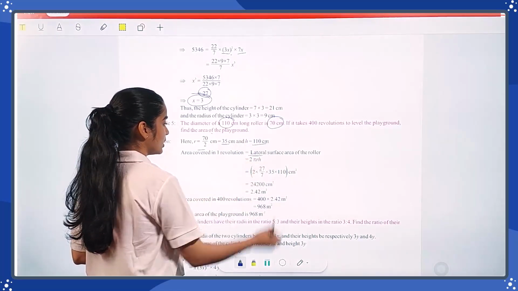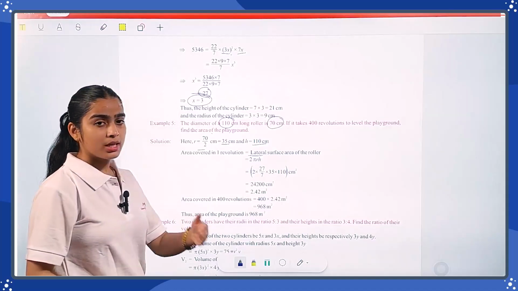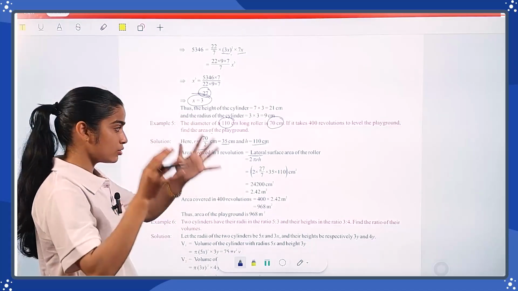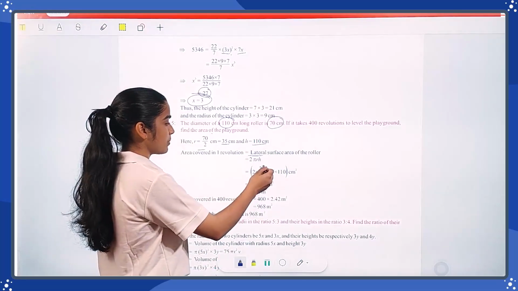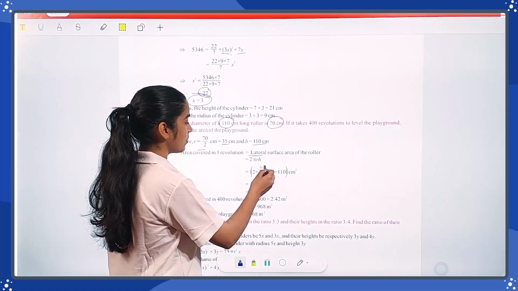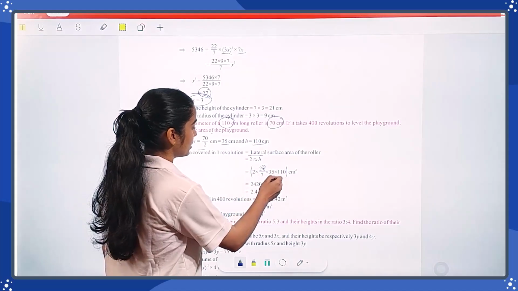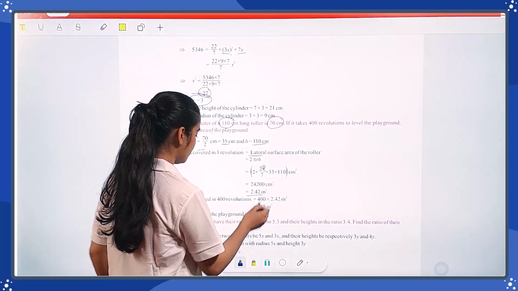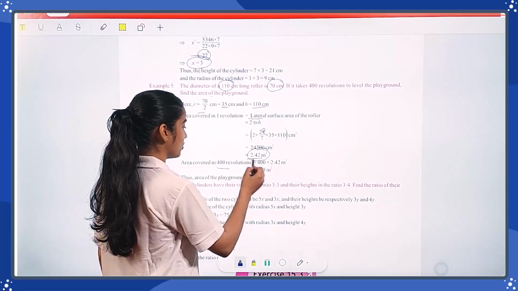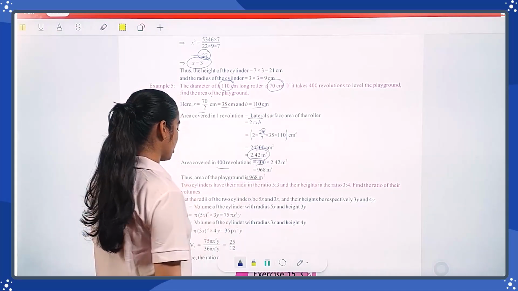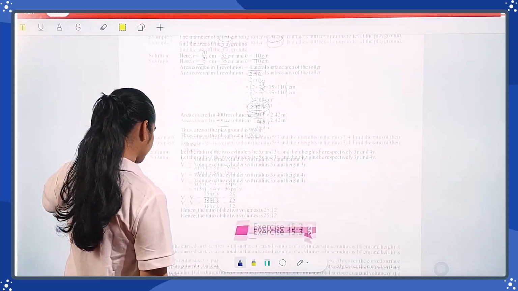So first we have to calculate the lateral surface area, because here we do not use the total surface area of it. So 2 multiplied by 22 upon 7 multiplied by 35 into 110. Here is your answer. We take 400 revolutions, so we have to multiply this value with 400, and this is the area of the playground.